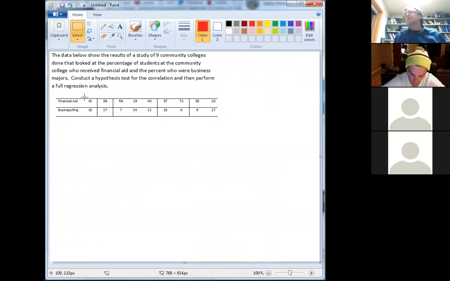Okay, the data below show the results of a study of 9 community colleges that looked at the percentage of students at the community college who received financial aid and the percent of students who were business majors. Conduct the hypothesis test for the correlation and then perform a full regression analysis.